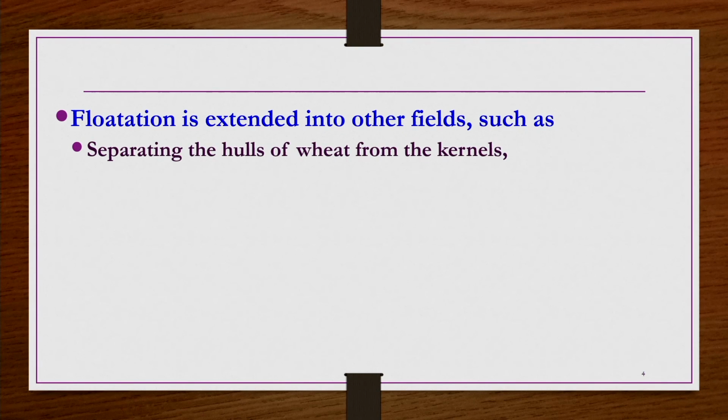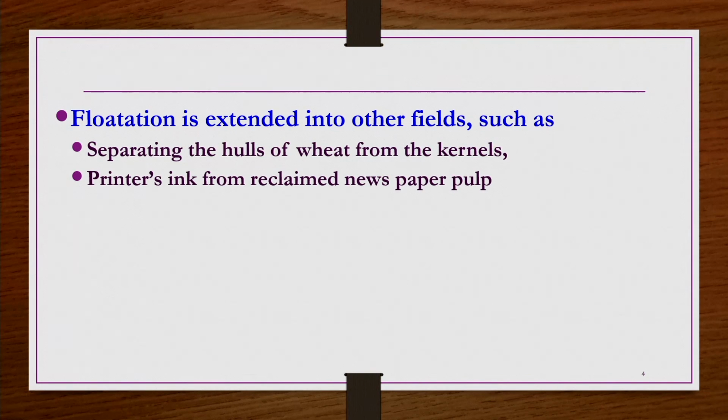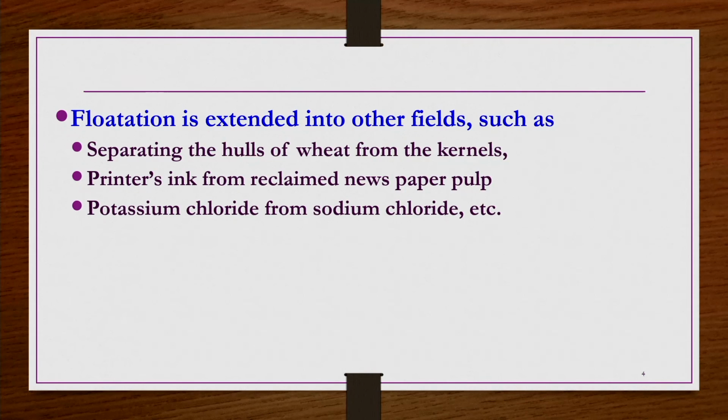Some applications, if you see: separating the hulls of wheat from the kernels, and printer's ink from reclaimed newspaper pulp. Whatever old newspaper is there, you shred and reduce it to smaller sizes, and then if you do the same flotation process, whatever ink is there, you can recover and further use, whereas the pulp, cellulose, etc., can be taken as a kind of wastage. That way flotation has also found application in the printing industries. Potassium chloride from sodium chloride, etc., are some of the examples where flotation is extended to other fields.